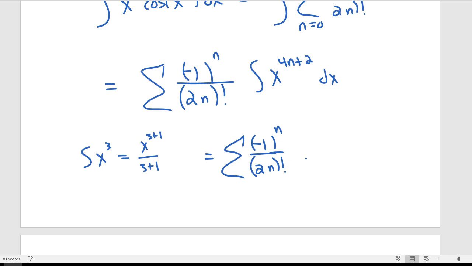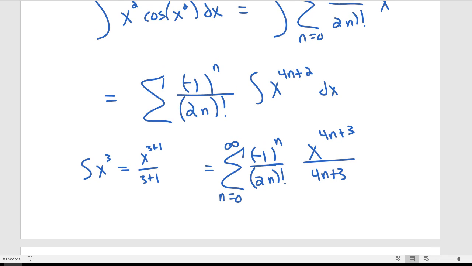So in this closed form that we have here, I'm going to add 1 to this power. So when I add 1 to this power, I get 4n plus 3. And then I divide by 4n plus 3. And there's my integrated form. So that integrated form represents the integral of x squared times cosine x squared.